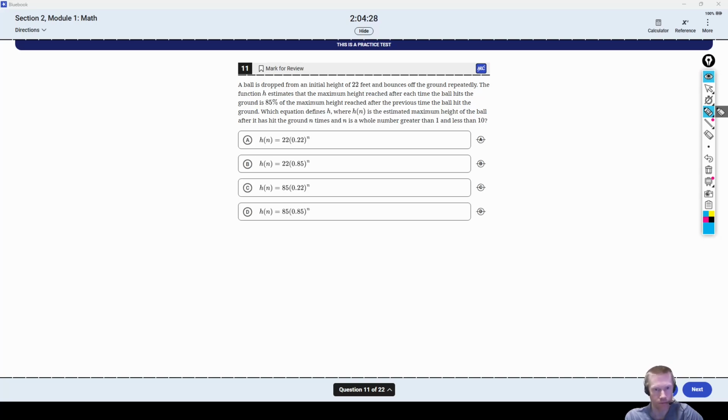All right, so a couple things. First of all, the initial height of the ball, when n is 0, before there are any bounces, is 22 feet. So that is the initial or starting amount. That has to be in the front for the basic form of an exponential function. So these two are out because of that. It has to be 22 times something to the n. And then each time, it's 85% of the previous value. That means you're multiplying by 0.85. So the answer is going to be letter B here.